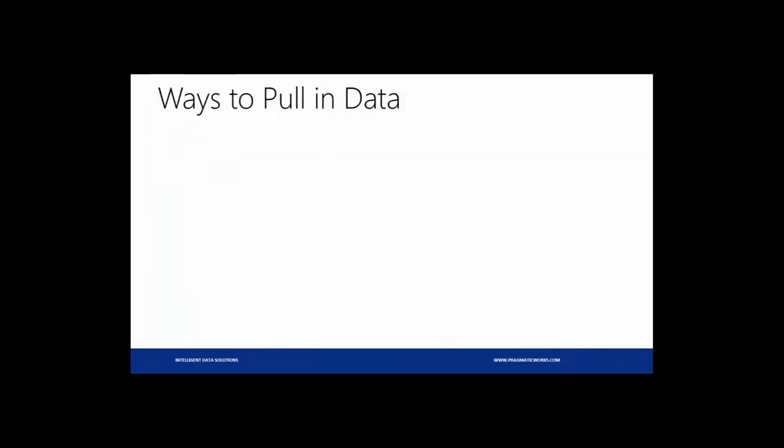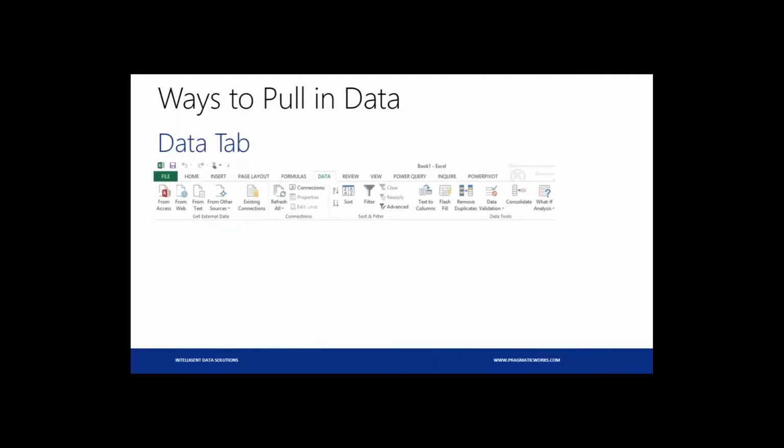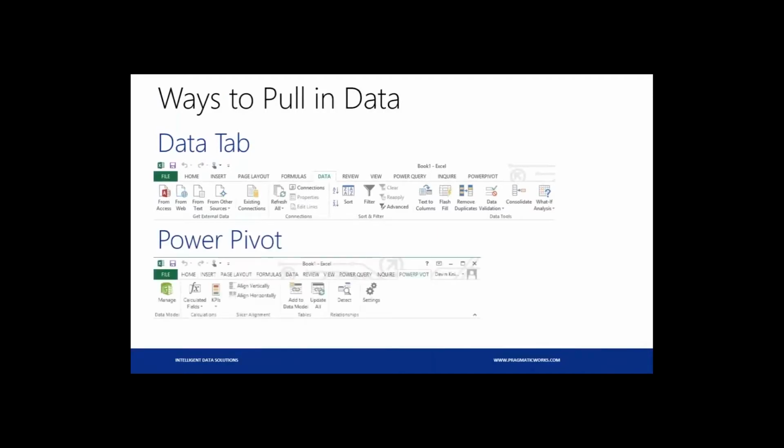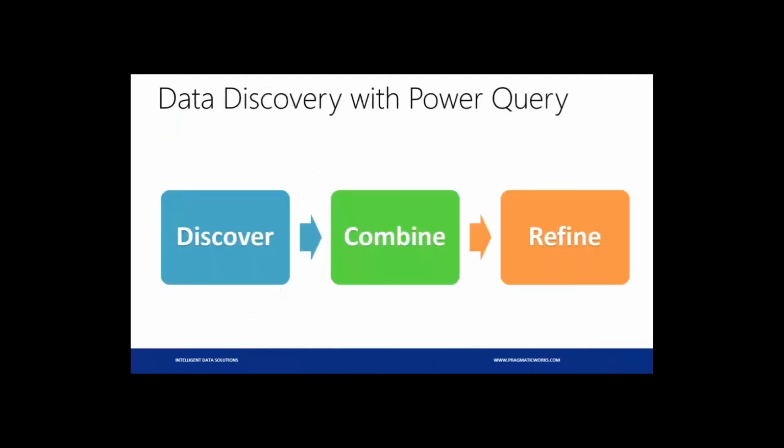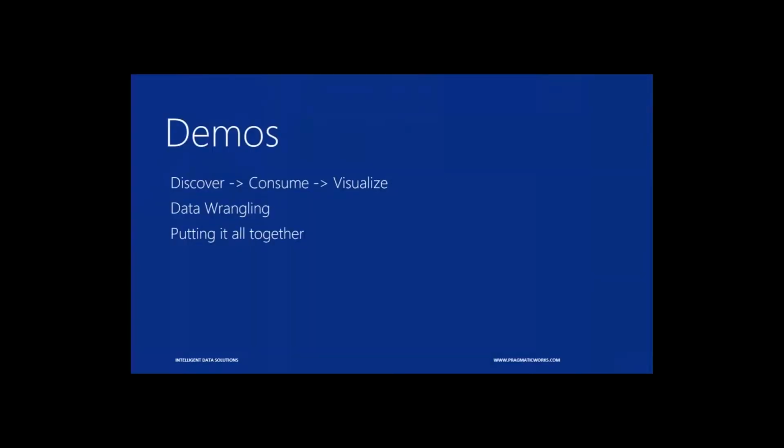There are lots of ways you can pull data. You'll see a new Power Query button and a Power Pivot button up top there. It's very good at discovering data. You can combine different data sets, mash them together, and then do further refinement. That's all my slides, and the rest of this is going to focus on how we create actionable intelligence with Power Query.